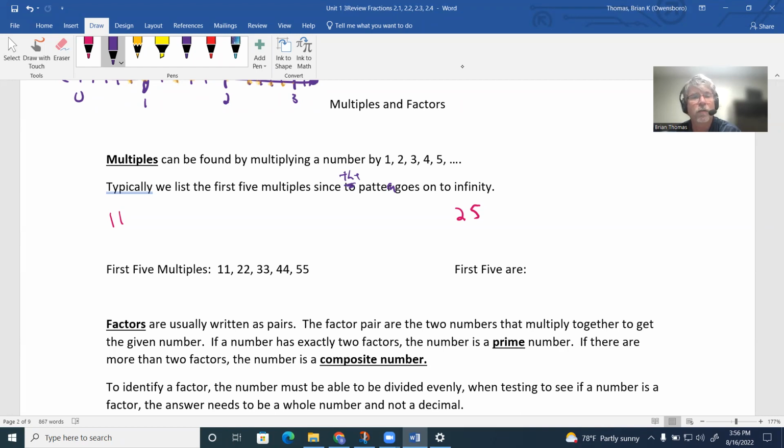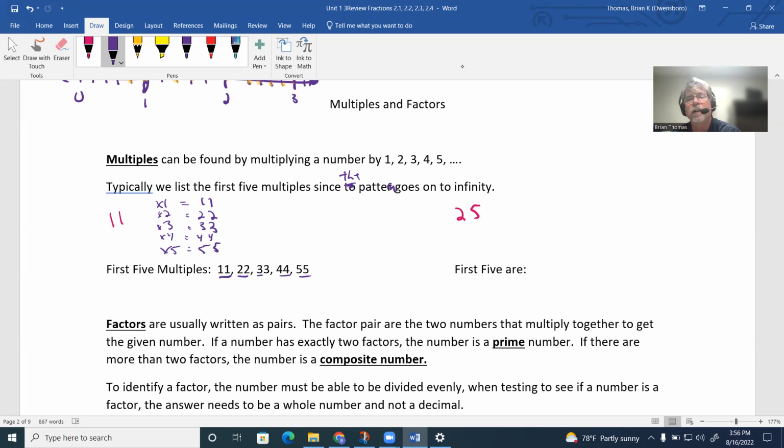So if I want to list the first 5 multiples of 11, well, 11 times 1 would be 11. 11 times 2 would be 22. 11 times 3 would be 33. 11 times 4 would be 44. 11 times 5 would be 55. You can also see 11s have a nice little pattern: 11, 22, 33, 44, 55. So I really don't have to actually multiply those out. A lot of times we see that we have them right here.